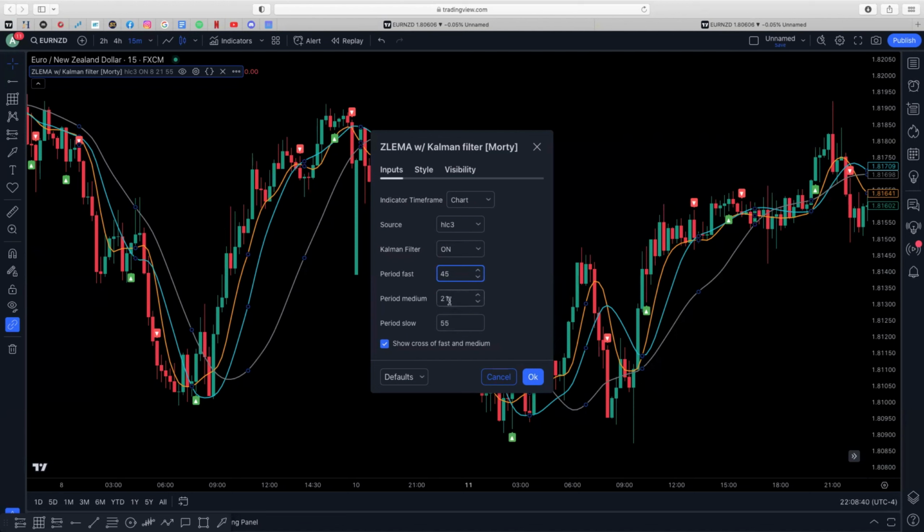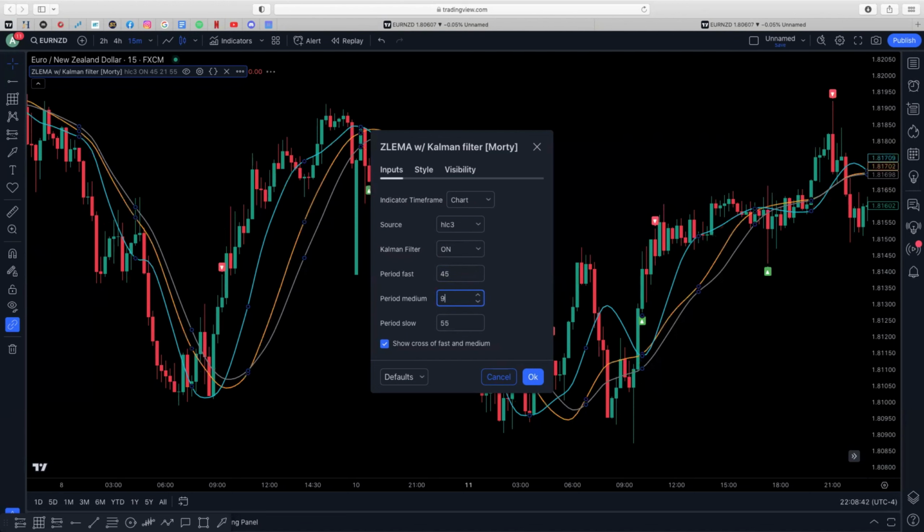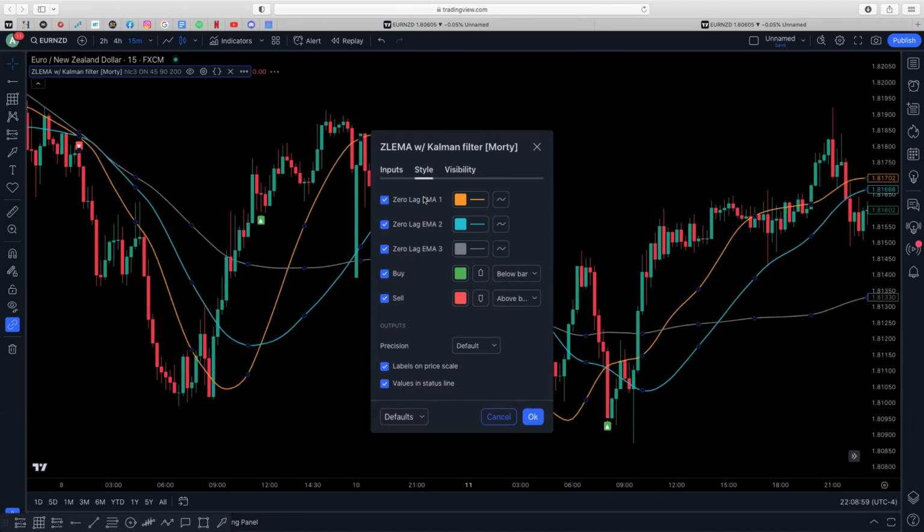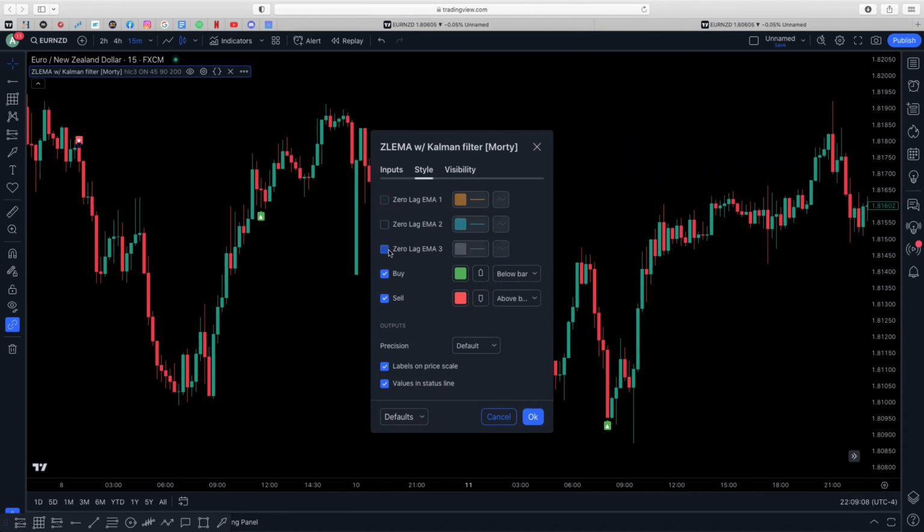Then the period medium, we change it from 21 to 90. Then the period slow, we change it to 200. If you have that written, then let's move over to style. Click on Zero Lag to uncheck. Then we click on OK.